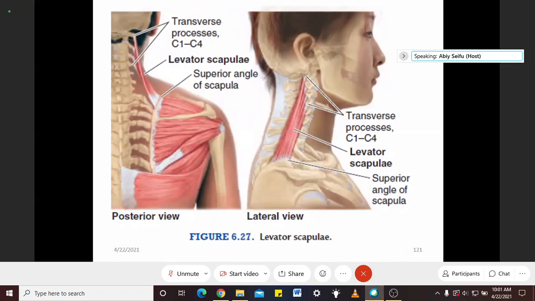The transverse processes of cervical vertebrae have anterior and posterior tubercles. So this muscle originates from the posterior tubercles of the transverse processes, and inserts on the medial border of the scapula, from the angle up to the level of the spine. So it elevates the scapula.